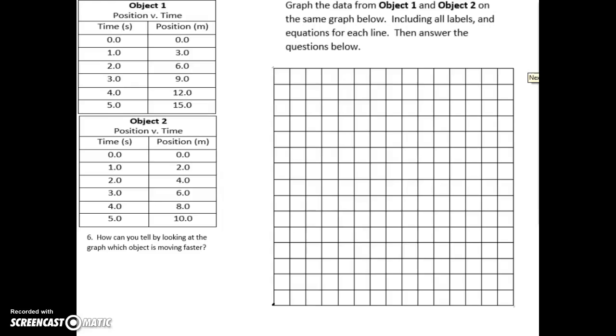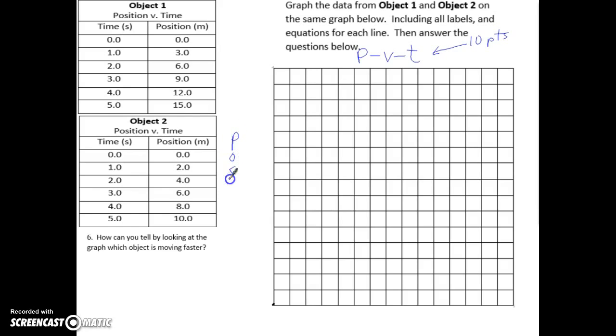Here are the important things to remember as far as graphing these objects or any objects on our graphs. Make sure you put the title, and as you can see right here, we have position versus time. So go ahead and make sure that's your title. And this alone right here is worth 10 points. Easy 10 points.